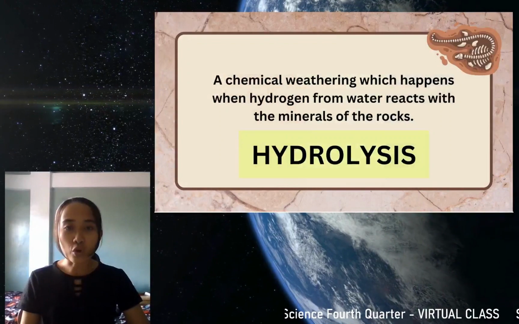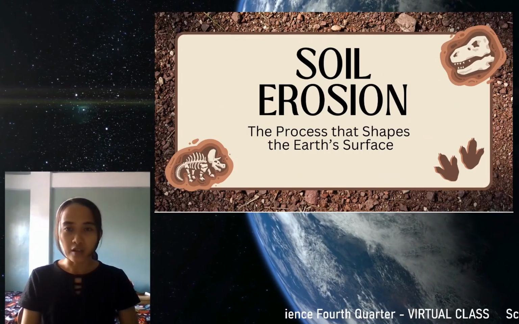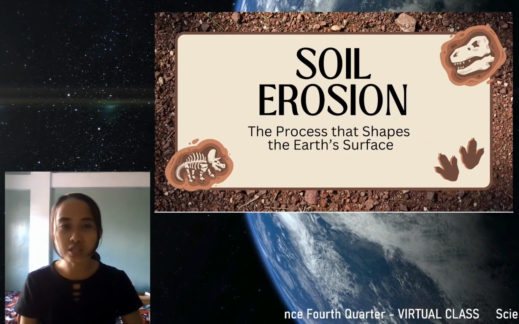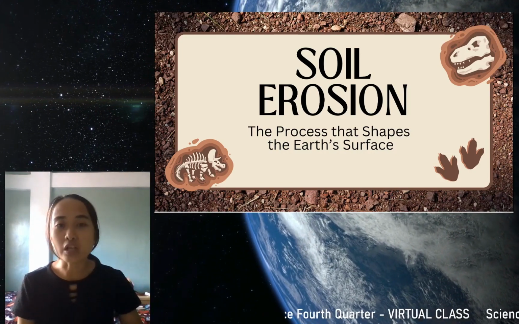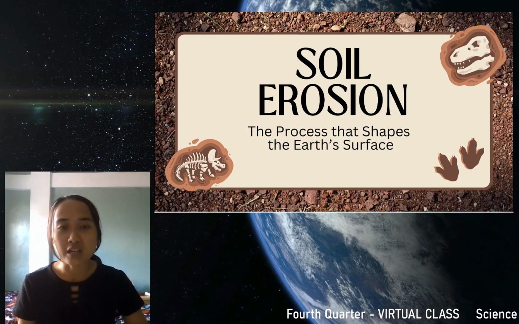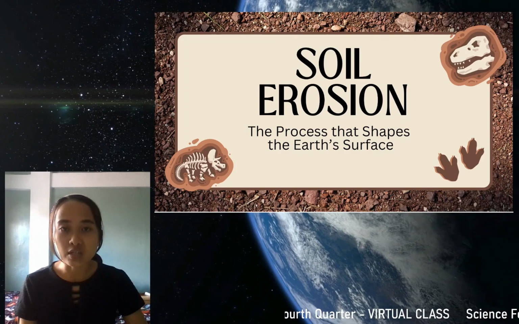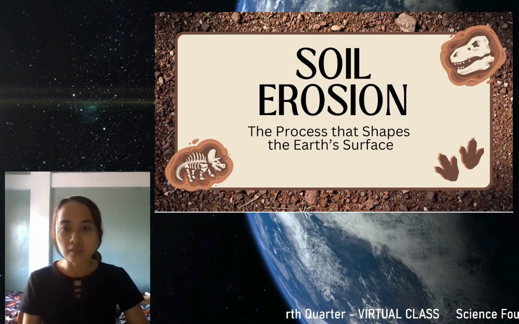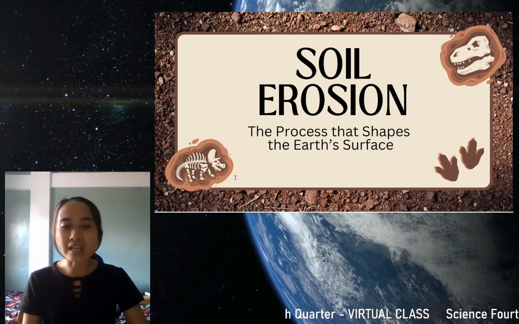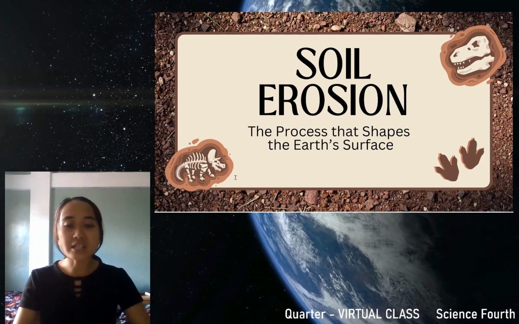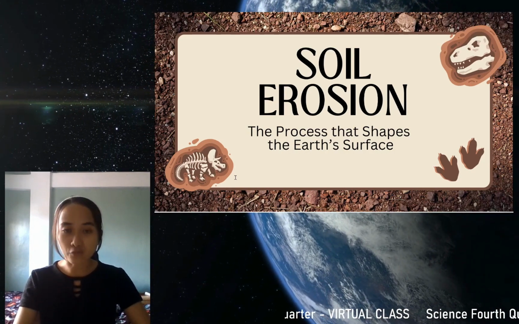So right now, we will have another topic, Lesson 2 for the 4th quarter in science. Our Lesson 1 is weathering. The Lesson 2 is about soil erosion. Okay, you can write it on your notes. Lesson 2, soil erosion. It is a process that shapes the Earth's surface. Mountains, valleys, and plains are examples of Earth's various landforms.